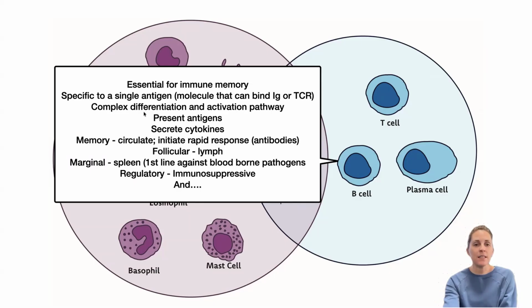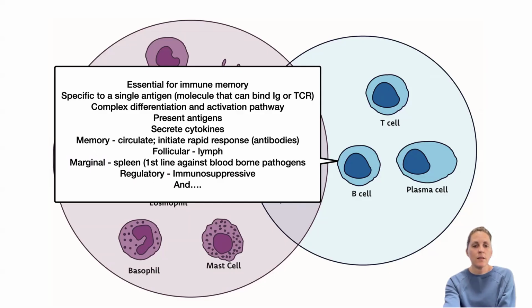B cells have a very complex differentiation and activation pathway. We'll see this at the end of the slide as it relates to transformation, so the development of different B cell cancers. These are also cells that present antigens and secrete cytokines. Memory B cells are in circulation. They initiate the rapid response and they secrete antibodies. Then we have the follicular and the marginal B cells. These are in the lymph, so like our actual lymphatic system, as well as our lymph nodes. The marginal are in the spleen. And both of these play an important role in identifying invaders early on.